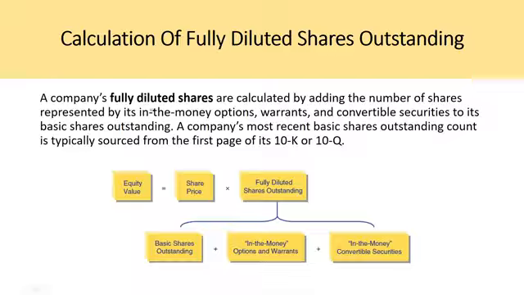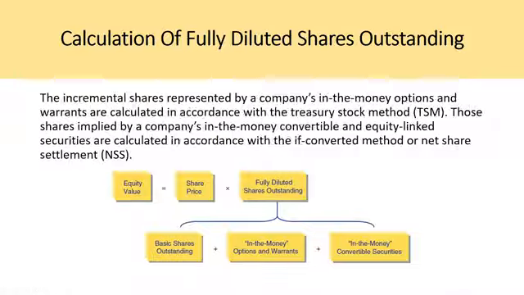So equity value in this case would be the offer price per share times fully diluted shares outstanding. And fully diluted shares outstanding would be the basic shares outstanding, which can be found in the 10K or the 10Q, or the shares outstanding on Google Finance, plus in-the-money options and warrants, all outstanding, plus in-the-money convertible securities. So let's see how we can calculate fully diluted shares outstanding.